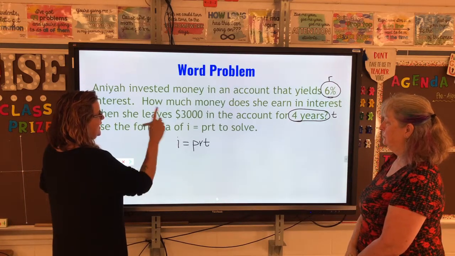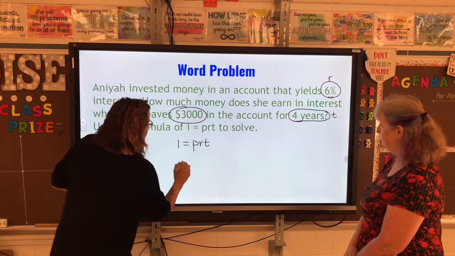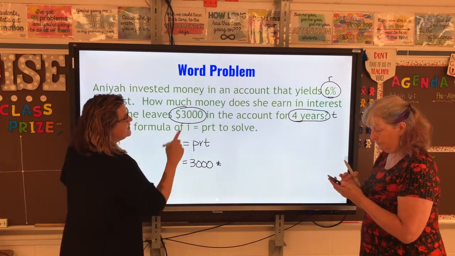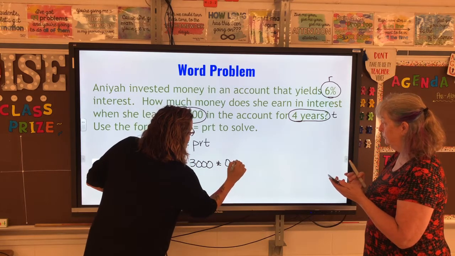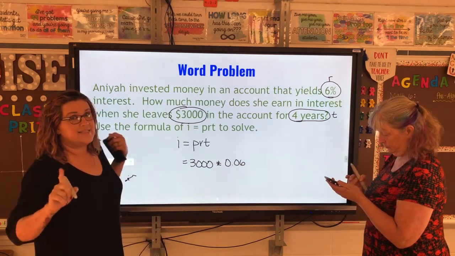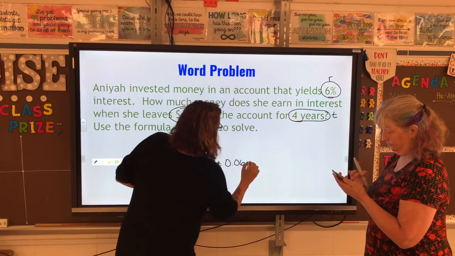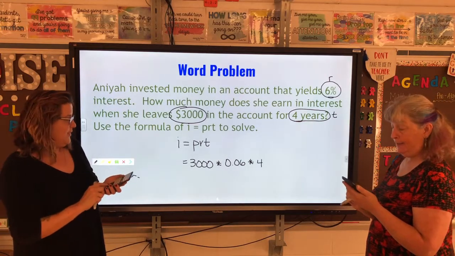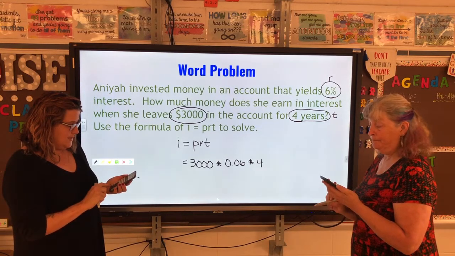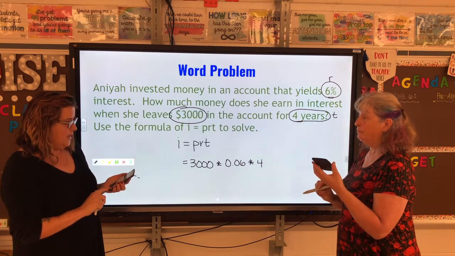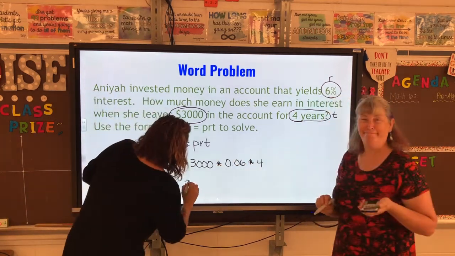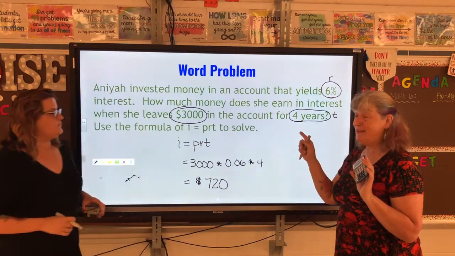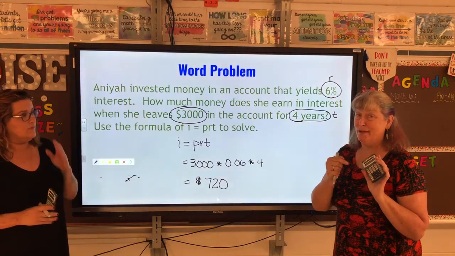So I'm going to take what I know. She leaves 3,000, so that's that principal, times, I'll use those little stars, 6%, so 0.06, not 0.6, that's 60%. You definitely don't want an interest of 60%, by the way. So 3,000 times 0.06 times 4 equals $720 in interest. Anytime I'm using a handheld calculator and I'm doing this, I'm either checking with somebody else or I'm plugging it in twice.